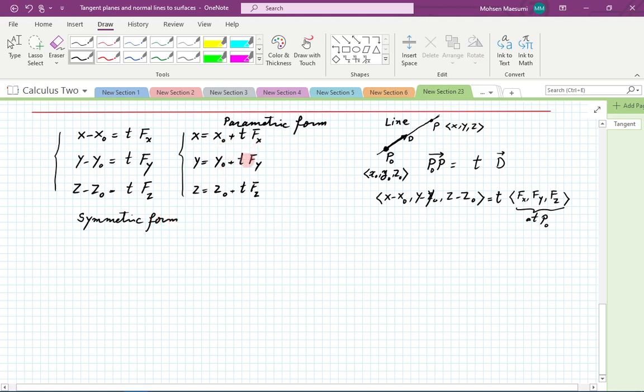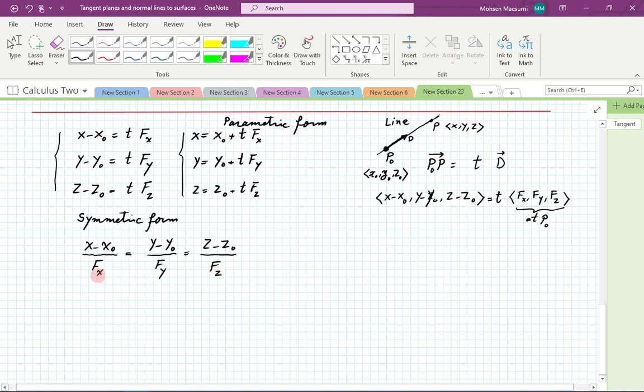It's a simple rearrangement of this. The rearrangement is to extract t from all these cases and say, well, it's the same parameter t and these have to be all the same. So if we go back to this form, x minus x0, assuming fx is not 0, if I divide this by fx, I get t. If I do the same thing here, I get t, and if I do the same thing here, I get t, and these are all same t's, so they have to be all the same. So that's y minus y0 over f sub y, and that is equal to z minus z0 over f sub z.